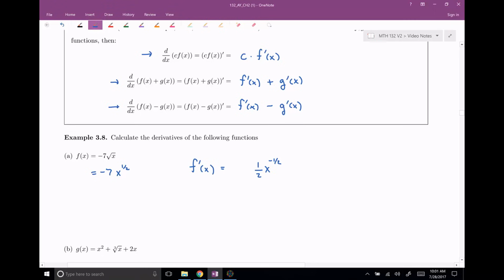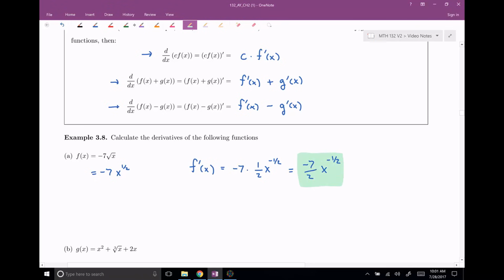So in this case, the negative 7 is just along for the ride, and so we get negative 7 times this 1/2 x to the negative 1/2. And of course, we can simplify if we'd like, right? The negative 7 and the 1/2 can combine to negative 7/2 x to the negative 1/2. And so there would be my final answer.